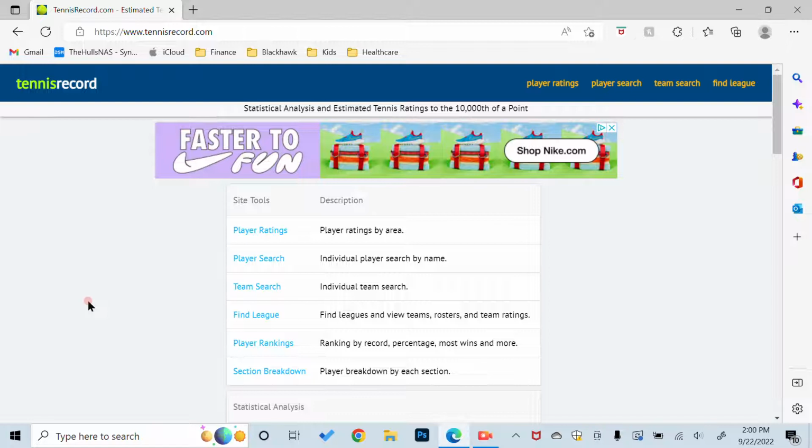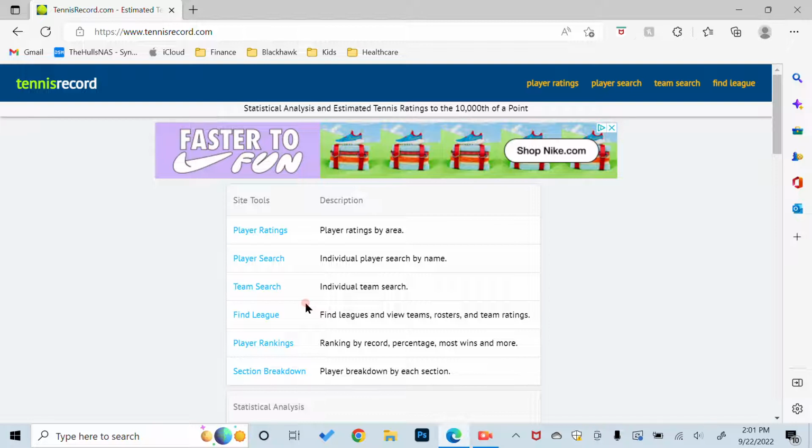All right, so we'll start off by talking about what Tennis Record is and then talk about what it isn't. So Tennis Record is an amazing free tool that you can use to get a snapshot of a player in the middle of a season. It is a dynamic rating that changes after each match is played. It's a really great tool for captains or for players if you're going up against a team and you maybe want to see who might be playing line 1 or 2 versus line 3 or 4.